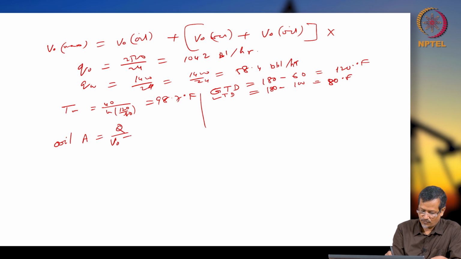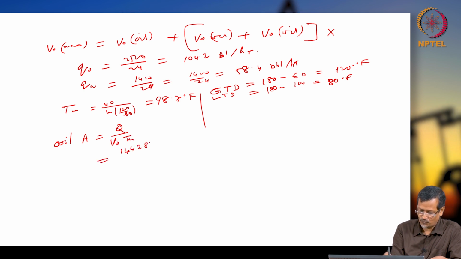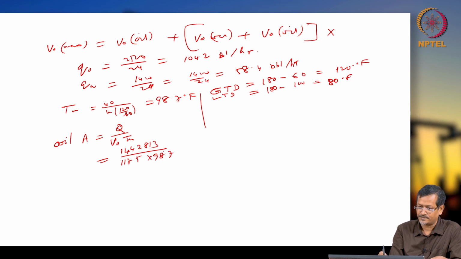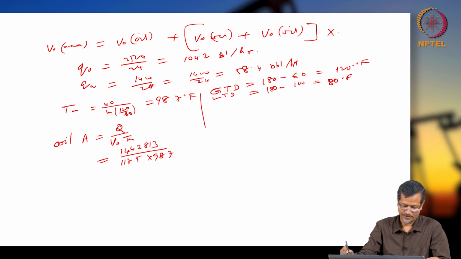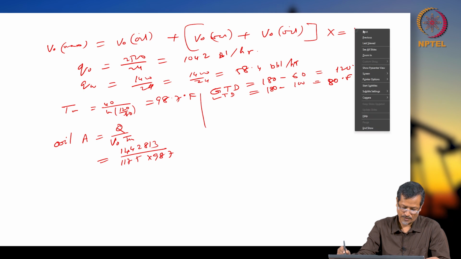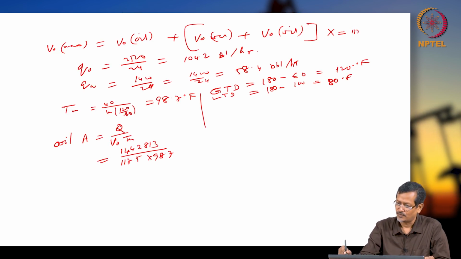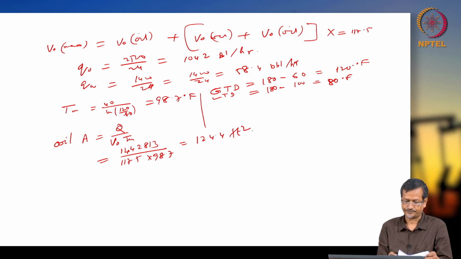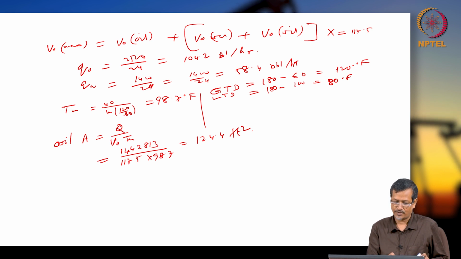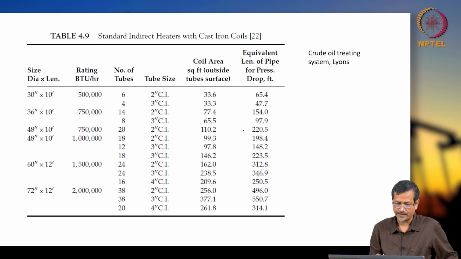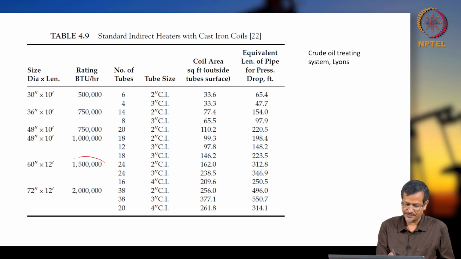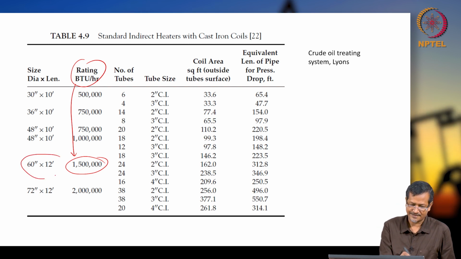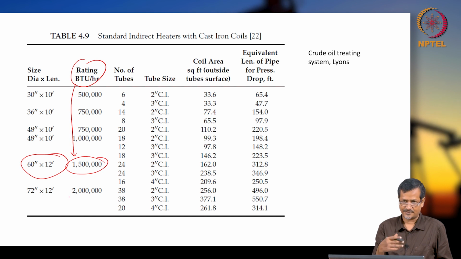So the coil area is Q divided by V times TM. The heat transfer rate 1,442,813 divided by 117.5 times 98.7 gives 124.4 feet square. Now you have your heat transfer rate Q of 1,442,813. Now see the table. I copied one table from a book by Leon. The rating is given, and whatever you calculated is near this rating, so nearby this rating is the size, with diameter and length. This will be your separator system size.